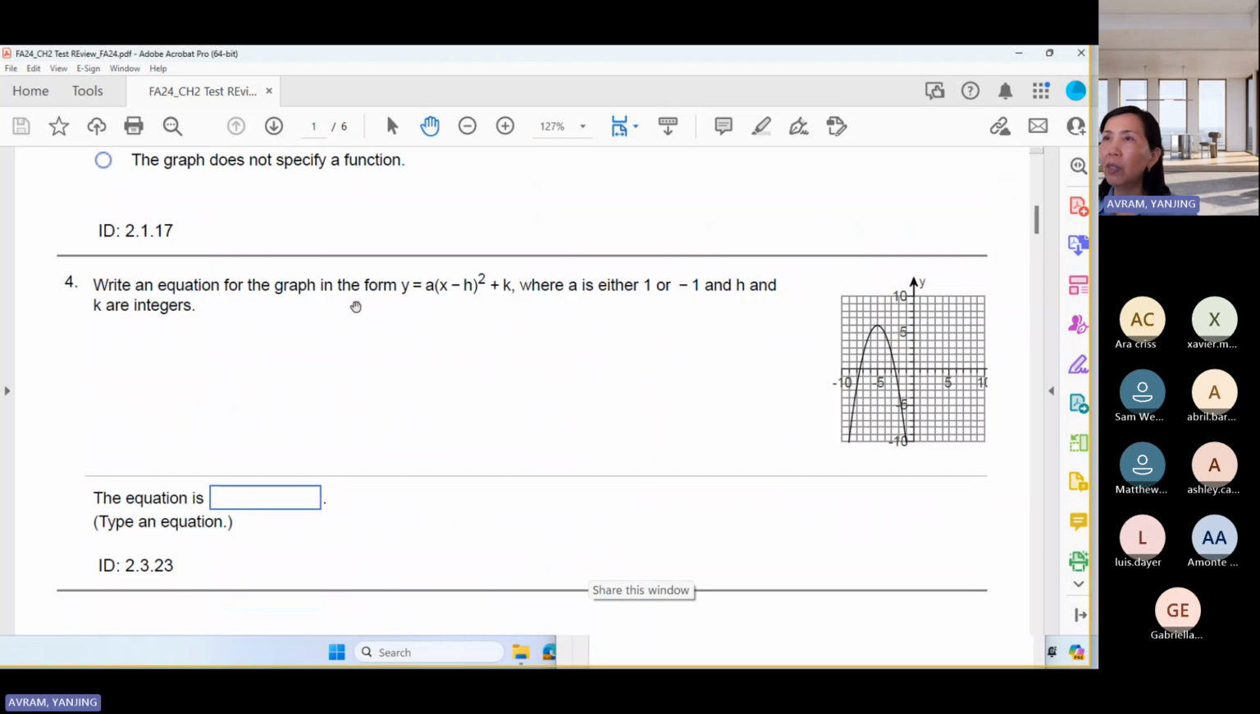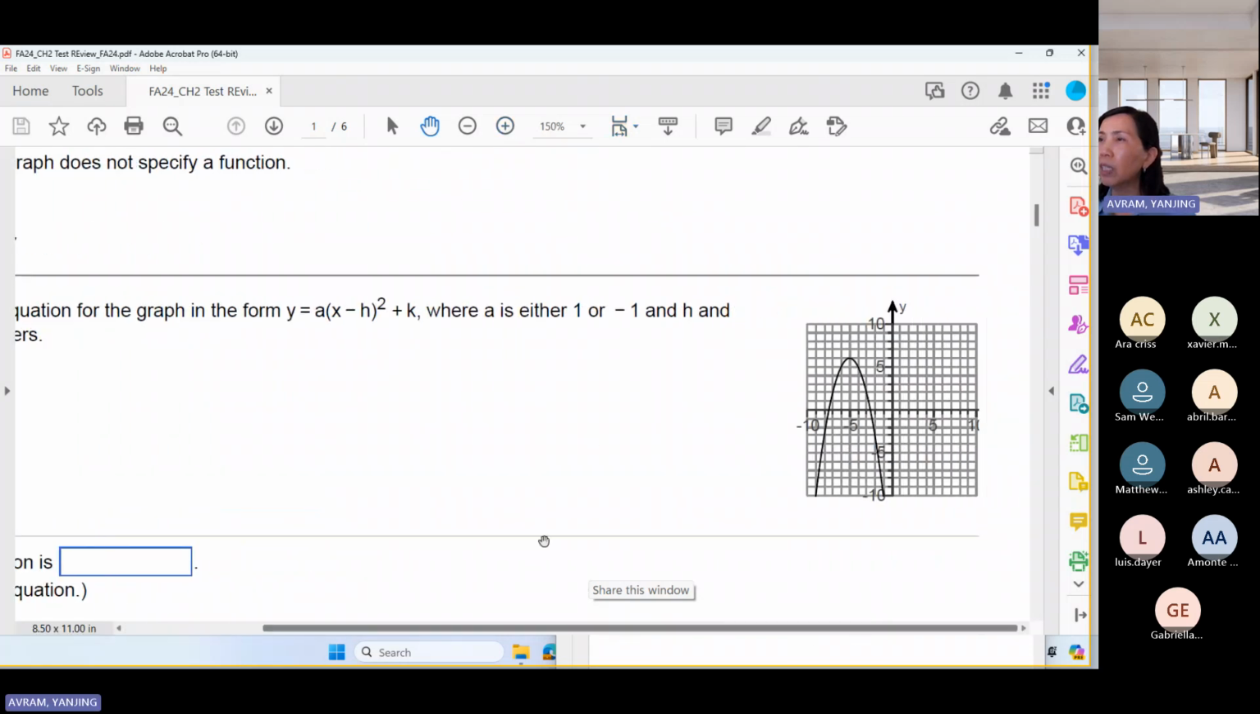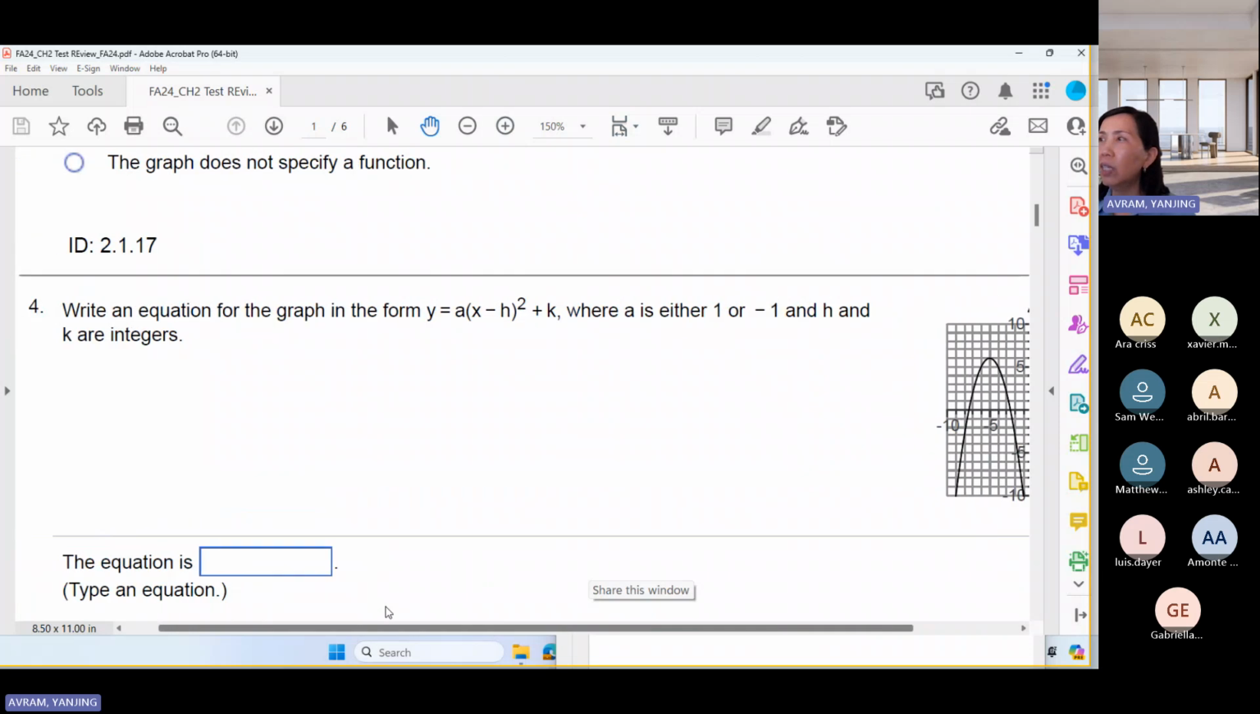Number 4, you want to write down this equation using this graph. We need to indicate whether A is -1 or +1, and H and K are integers. So we want to use this graph to write down the equation. Let's make it a little bit bigger in here. And let's look at this one right here: would A be positive or negative?